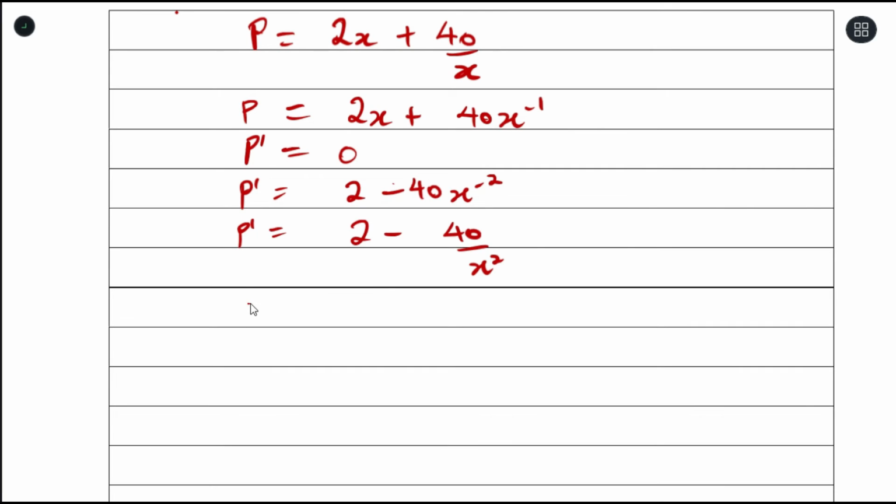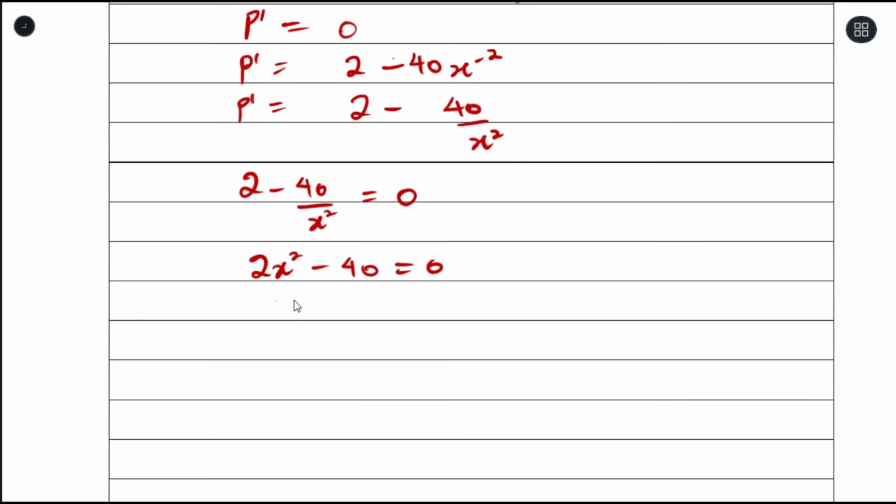Now, we could also say that this is equal to 0 because it's the minimum. Simplifying, dividing through by 2, this gives you x squared equals 20, so x is the square root of 20. So x is equal to 2 root 5.